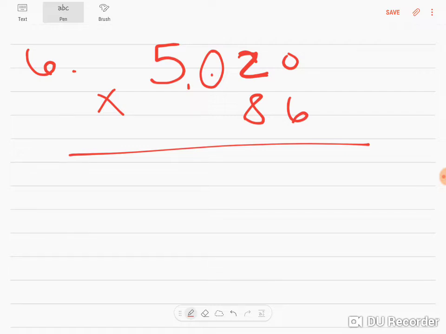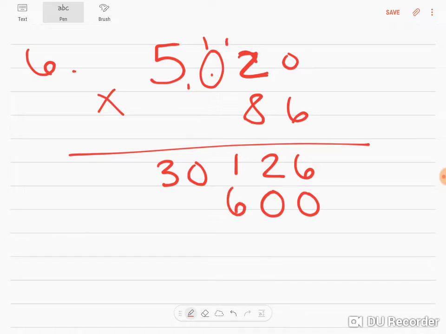So 6 times 0 is 0. 6 times 2 is 12. Carry the 1. 6 times 0 is 0 plus 1 is 1. 6 times 5 is 30. Put my 0 right there. 8 times 0 is 0. 8 times 2 is 16. Carry the 1 again. 8 times 0 is 0 plus 1 is 1. 8 times 5 is 40.